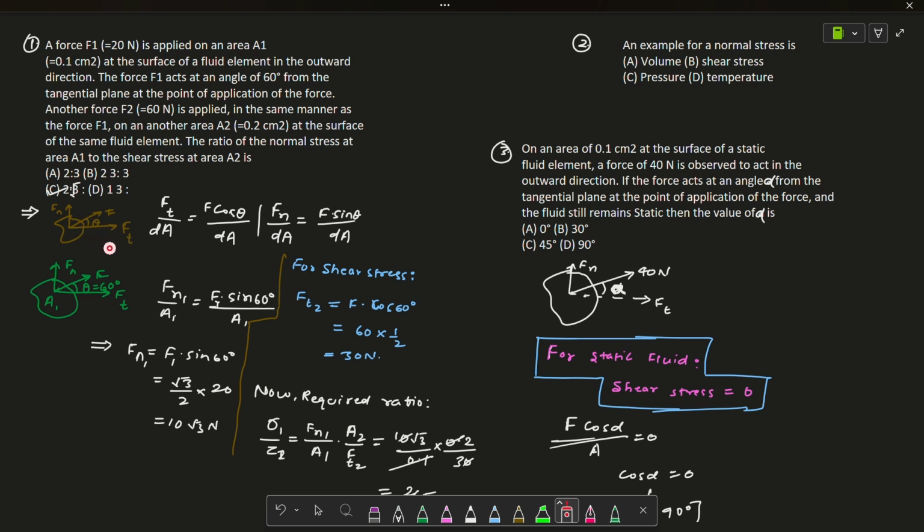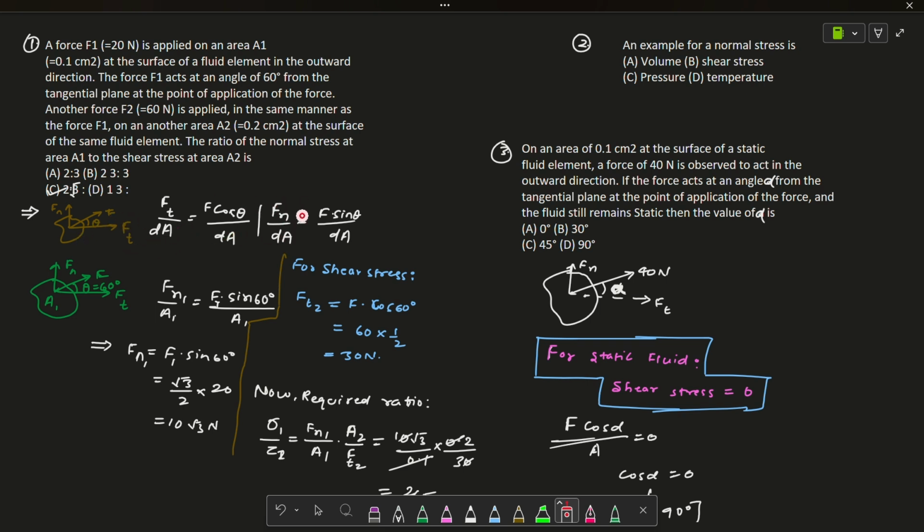For reference, we take one in the horizontal plane, and that we will take as Ft, the tangential force component, and one in the perpendicular direction, that is the normal force. The relation can be easily established: Ft divided by dA is equal to F cos theta divided by dA. That means if you resolve this force in the horizontal and tangential direction, you will get F cos theta divided by dA. Both are equal; if you cut dA, nothing changes.